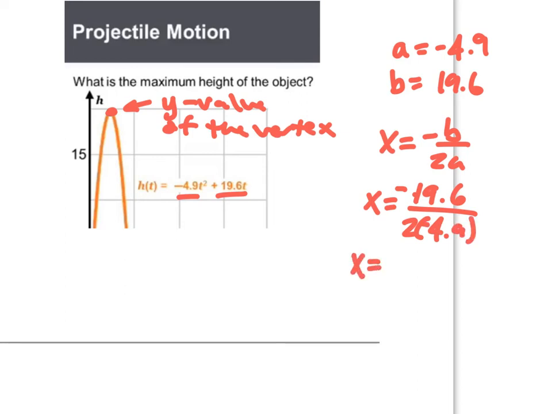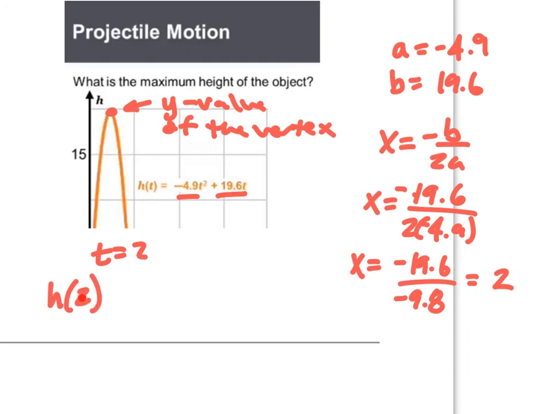So that's going to give me x equals -19.6 over 2 times -4.9, which is -9.8. And so -19.6 divided by -9.8 is actually x equals 2. And actually in this case it's t, so t is equal to 2. So now, if we wanted to find the y value of that, I would find h of 2. I'm going to plug into my function and plug it in for t and see what we get. So I'm going to get -4.9 times 2 squared plus 19.6 times 2.